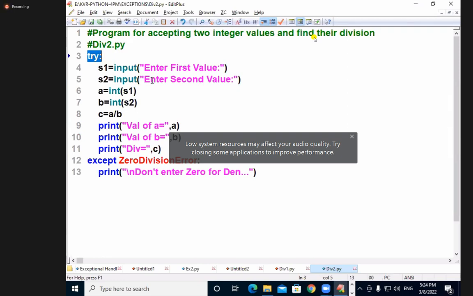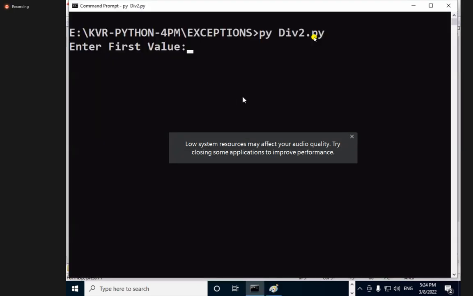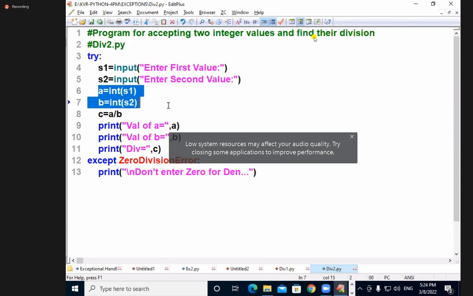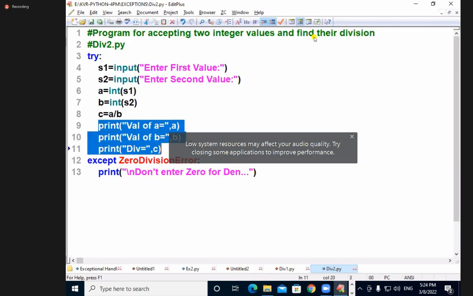Who will enter inside of try? Right. See where this is related. So I will enter what value? 10. Next time entering what? 2. Who is entering inside of this try? PVM. What is the value of S1 and S2? 10 and 2. Converted successfully, no problem. Adding the value, no problem. And printing the value, no problem.